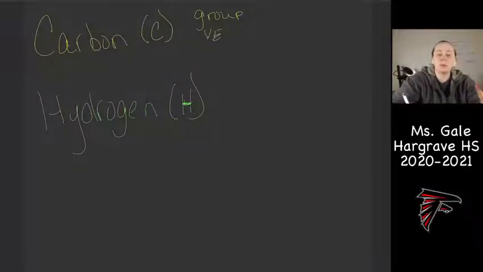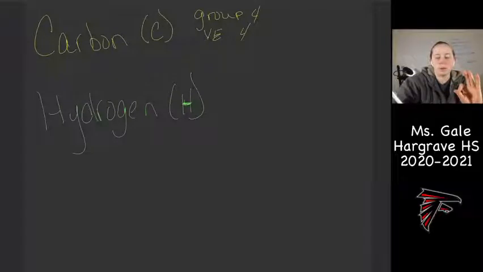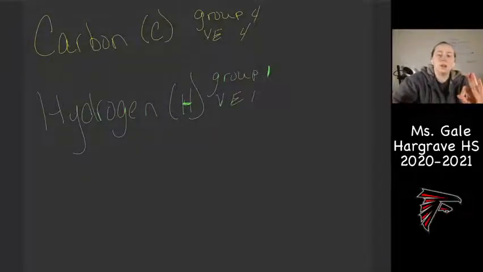Carbon is in group 4, and he has 4 valence electrons. Hydrogen, we should know this one by now. Group 8, or group 1, I'm sorry, group 1, valence electrons 1. Let's draw carbon's Lewis dot structure for a second.